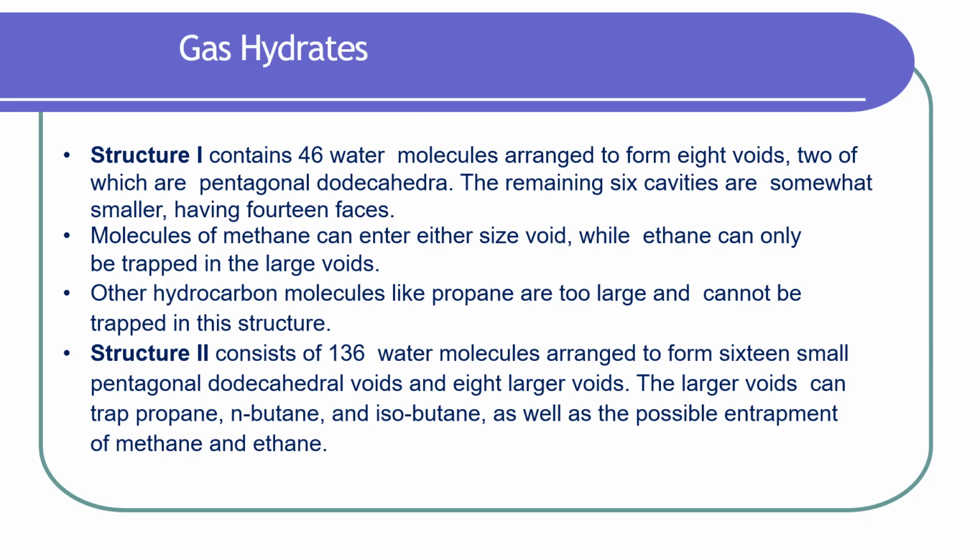Now, speaking of these types of structure, we're going to discuss them in detail. When we talk about structure 1, it means that you have approximately 46 water molecules, and these water molecules bond to each other to give you approximately 8 voids. 2 of these voids are pentagonal dodecahedra, and the remaining 6 cages are smaller in size, which means that you can use these 6 voids, for example, to accommodate the small molecules.